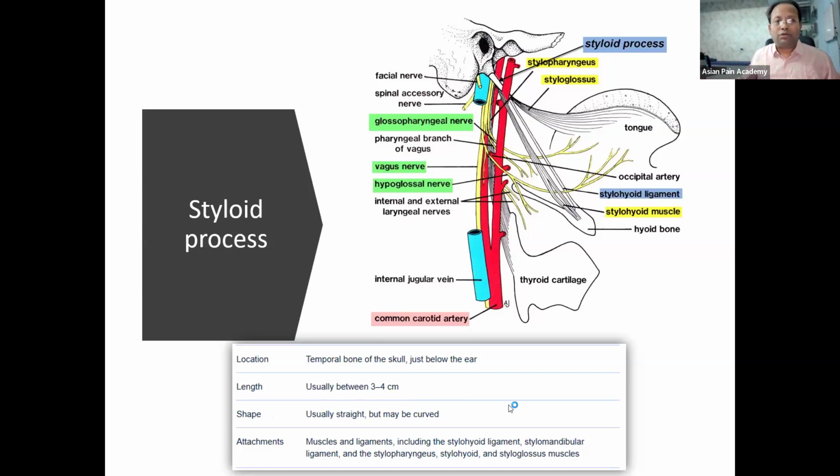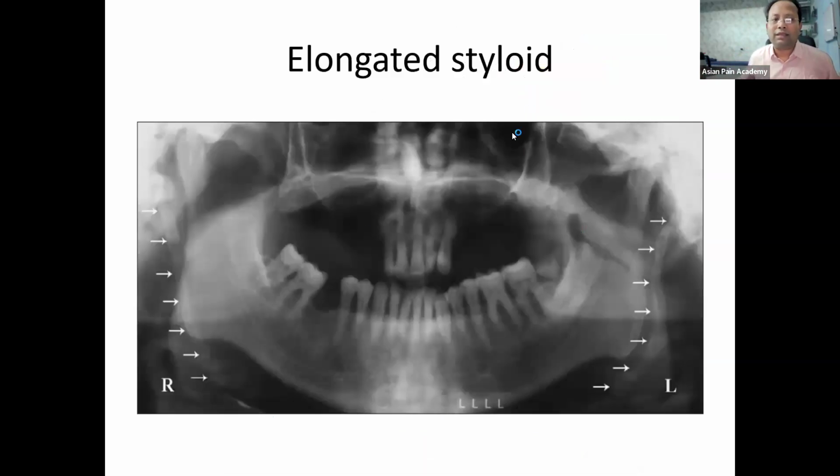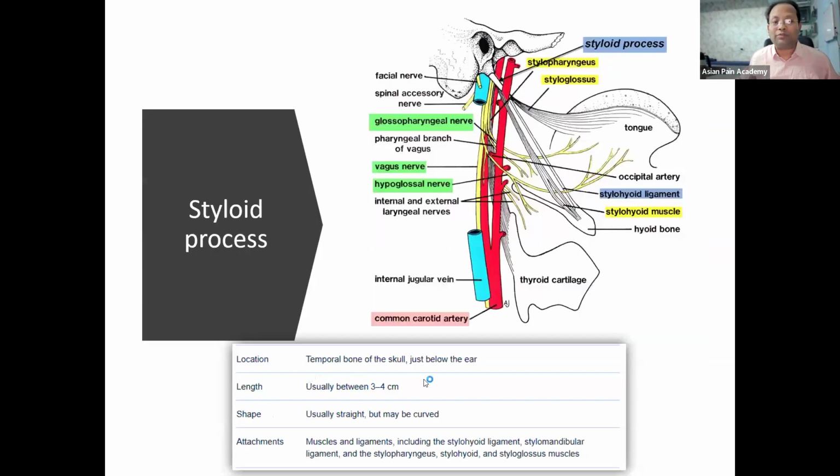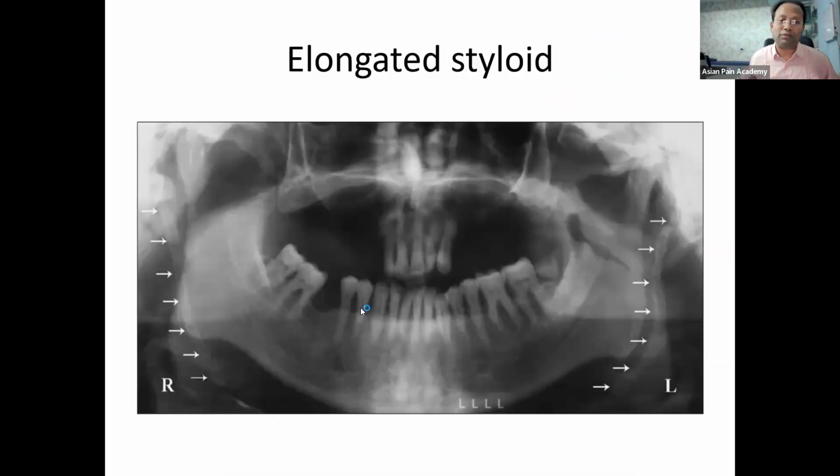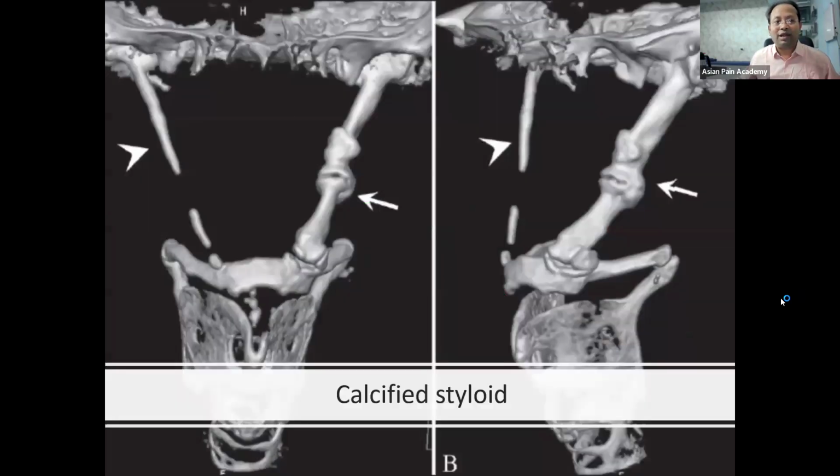Okay. So now you see this styloid process here. Of course, this is the picture of an elongated styloid. Do you think it is the complete styloid? No, it is actually that some calcified portion of the ligament has also mixed with the styloid process. That's why it has become the elongated styloid. Usually it is between 3 to 4 centimeters, sometimes it becomes elongated. Now, this is a 3D reconstruction.